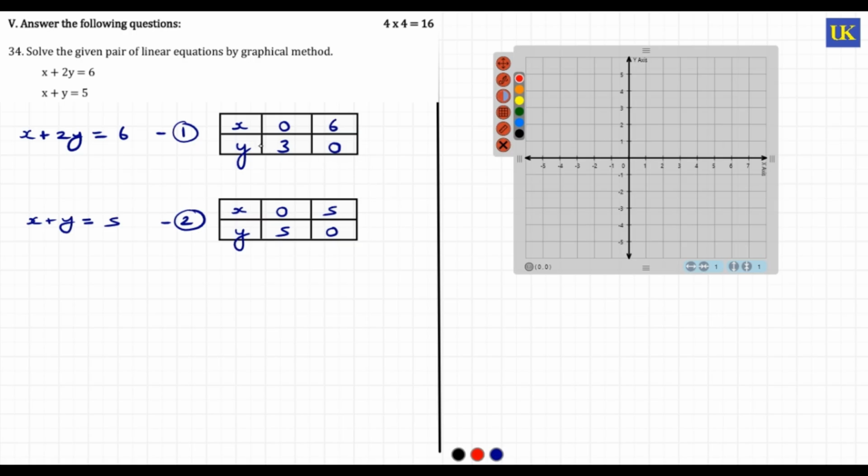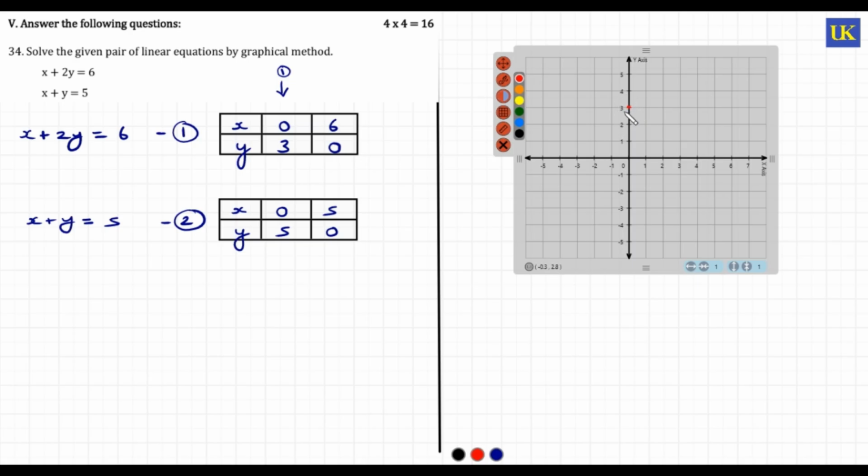So now what I have done is on the second page I have just copied down the answers which we had found out. Now we need to see like this. So this is our first coordinate, and x is 0, y is 3. So we need to take this first coordinate and plot here, and this is for equation 1. So x is 0 and y is 3. So the coordinate will be here.